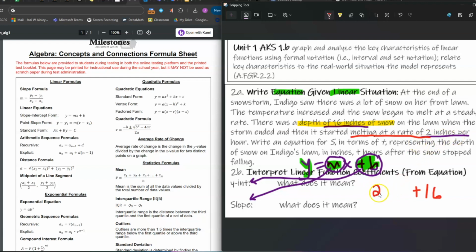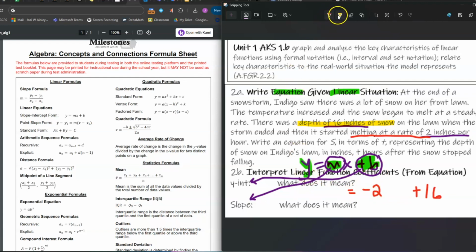Now, here's my question. If it is melting, is it going up, positive, or going down, negative? Is it becoming more or less? Hopefully you're saying melting is less, so this should be negative. So they're my two numbers, and I just need my x here and my y.